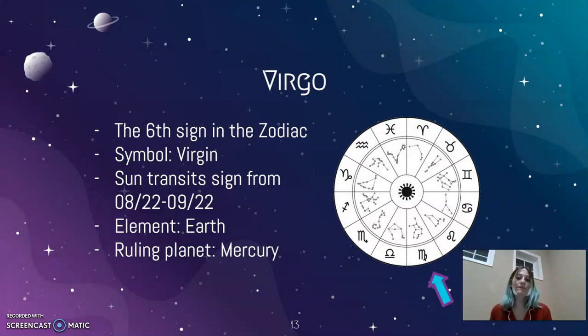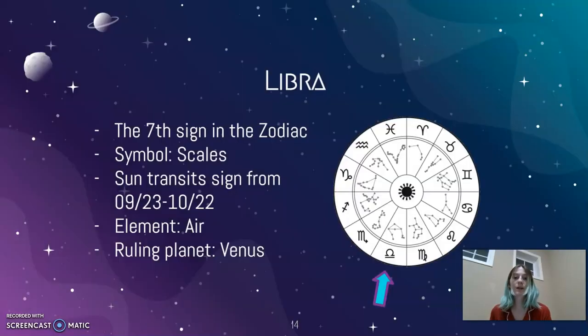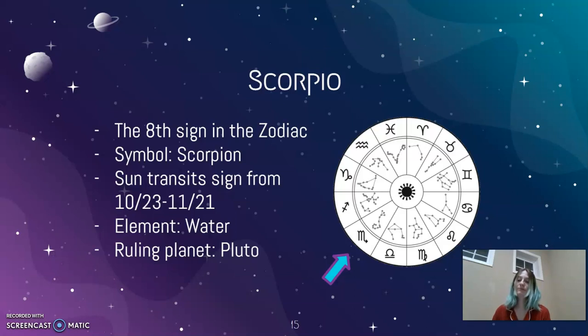Virgo, sixth sign. Symbol is virgin or a maiden, just a woman, a beautiful woman. Sun transits August 22nd to September 22nd. Element is Earth, ruling planet is Mercury. Libra is the seventh sign. The symbol is scales. Transits September 23rd to October 22nd. Element is air, ruling planet is Venus.